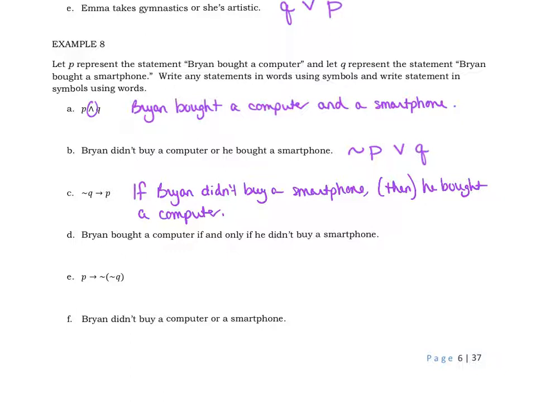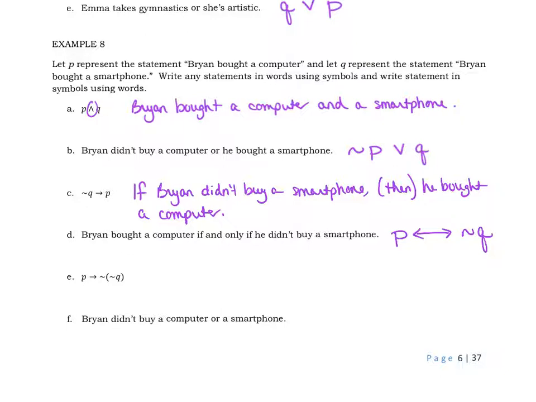All right, D, Brian bought a computer. So that's our statement P. If and only if, so there's our double arrow. He did not buy a smartphone. So that's not Q.